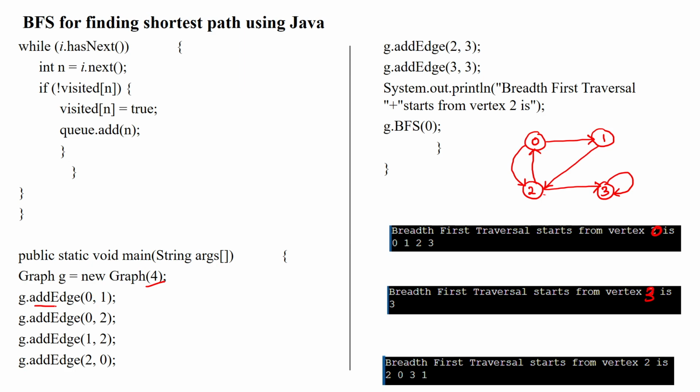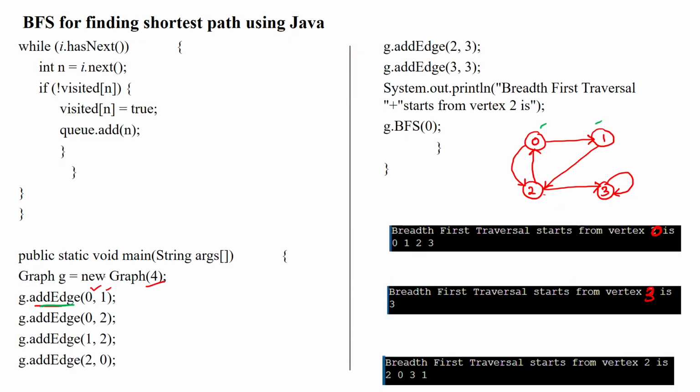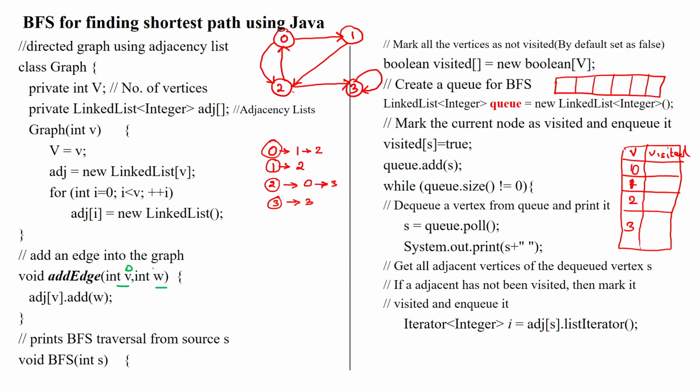Here I am going to add the edge between 0 to 1. So here I am adding the edge 0 to 1. For this I am calling the method addEdge. When you are calling addEdge, you are passing two vertices, one is 0 and another is 1. So we are passing 0 and 1, then we are making that edge by adding it into the adjacency list. So in the adjacency list, here v is 0 and w is 1, we are adding the edge.